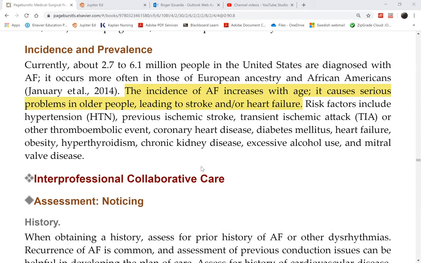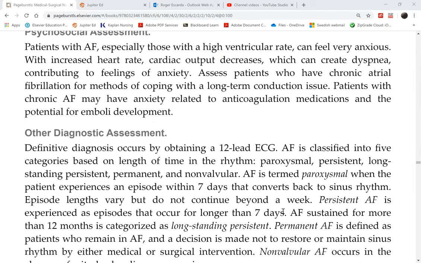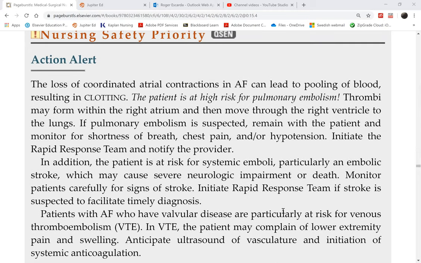And we already finished anticoagulation under the respiratory chapter, which was PE. So I will not discuss anticoagulation again, because we already discussed that under PE. Okay. So here's an action alert for AFib.